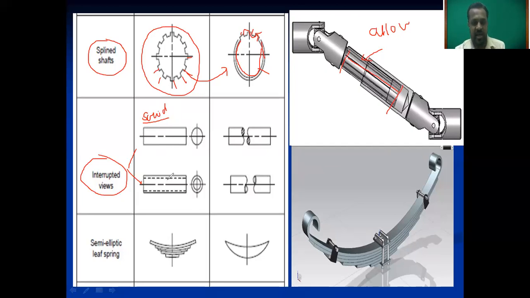This is the solid, and this is the hollow shaft. But how to represent them in the conventional manner? Like this. If it is solid, you have to draw these lines like this. Hatching lines are required. And if it is hollow, don't show the hatching lines here.